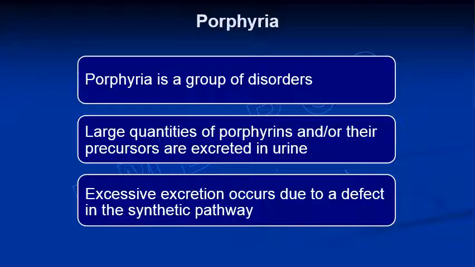Okay, next content is porphyria, another clinical aspect of the blood biochemistry lecture. We have already learned what is porphyria, porphyrin, and so on. Now porphyria, okay, not porphyrin, porphyria is a group of disorders. Mainly these disorders are due to abnormalities or defects in the synthetic pathway of porphyrin. Now if anybody is suffering from porphyria, there will be large quantities of the porphyrins or their intermediates found in the urine.